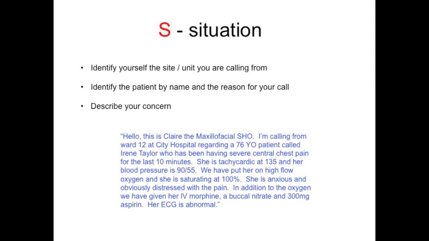S defines a situation. Explain who you are and where you are calling from. State your patient's name, why you are calling and what your concern is. In this example, a maxillofacial SHO is contacting the on-call medical registrar out of hours regarding an inpatient who has become unwell.